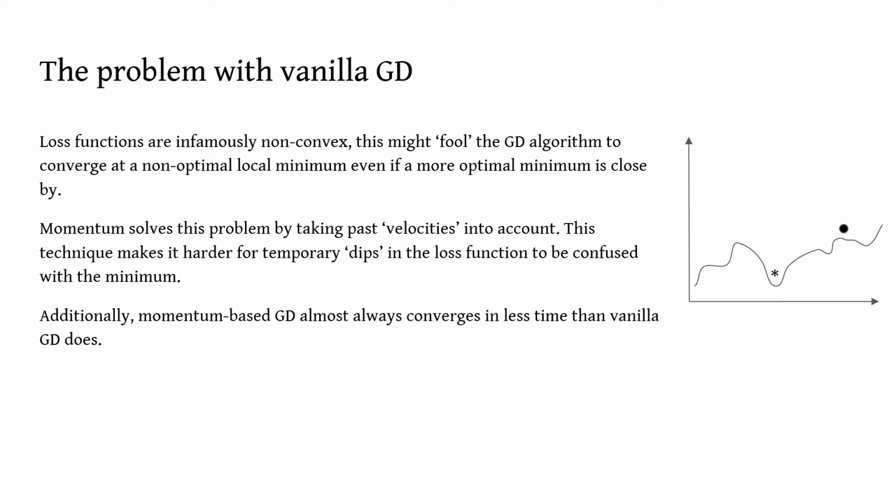Momentum solves this problem by taking past velocities into account, or past tweaks, in other words. This technique makes it harder for temporary dips like this in the loss function to be confused with the actual most optimal local minimum. Additionally, momentum-based gradient descent always, or almost always, converges much faster than vanilla gradient descent does. Momentum-based gradient descent is essentially an approximation of Hessian-based gradient descent.